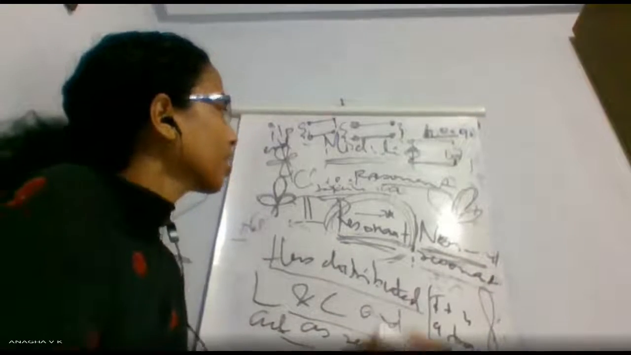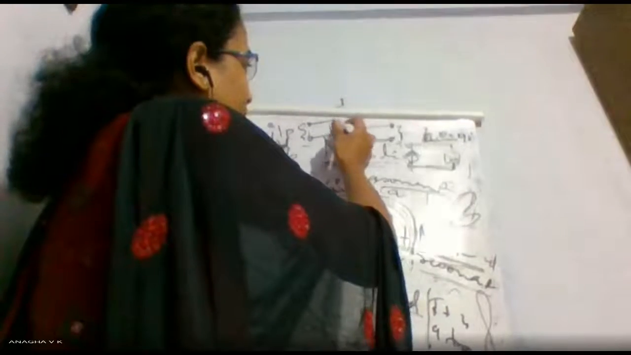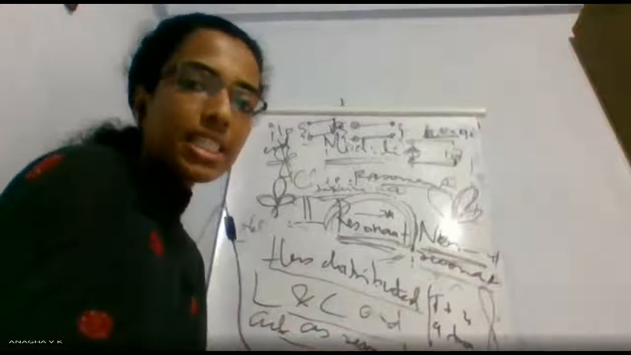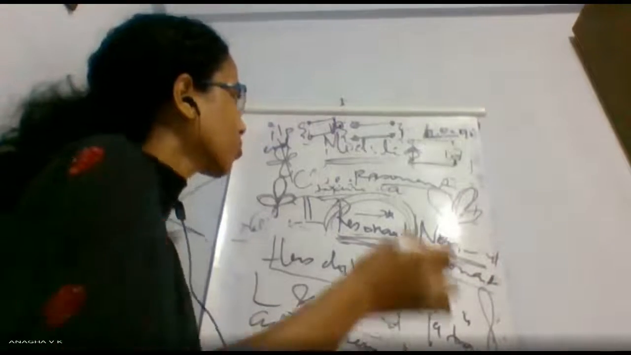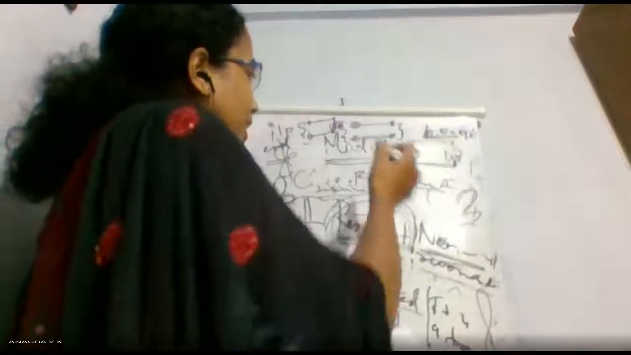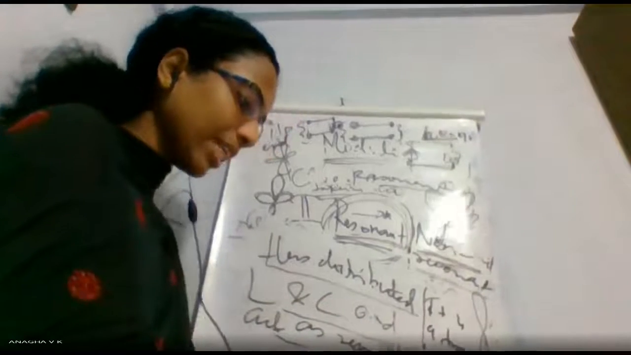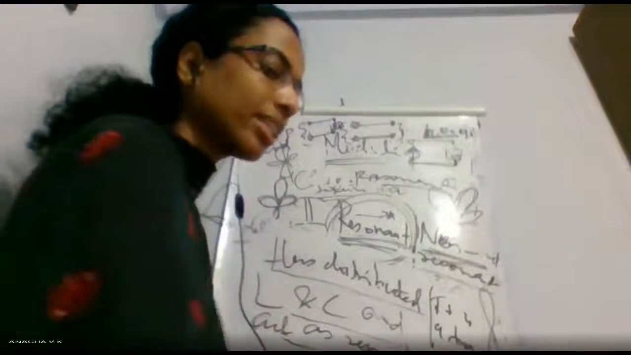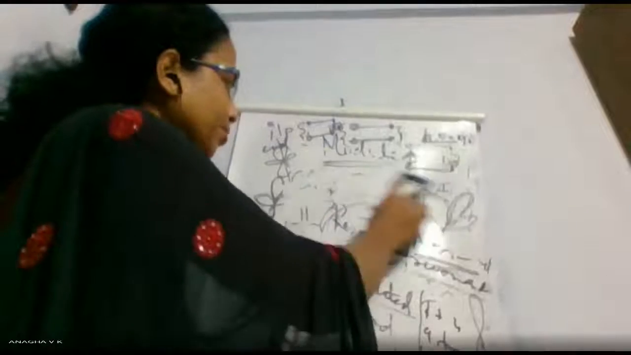So the other end, the output end, is terminated in a characteristic impedance. The output end is terminated in a characteristic impedance. So this only you remember.